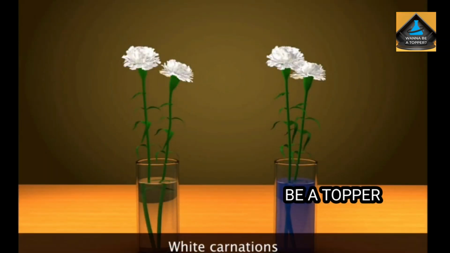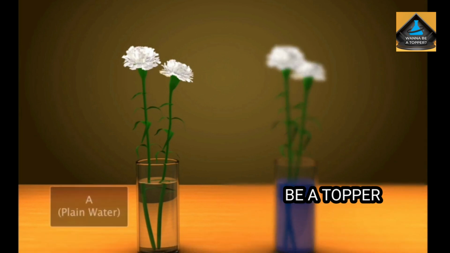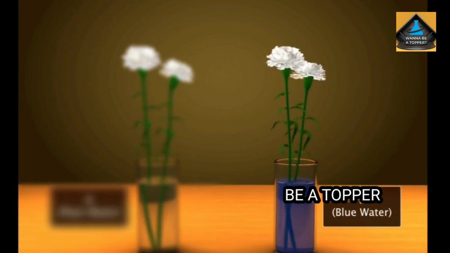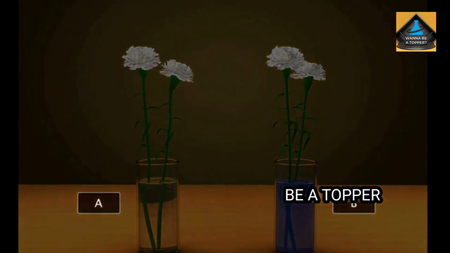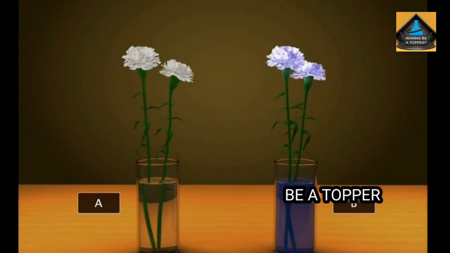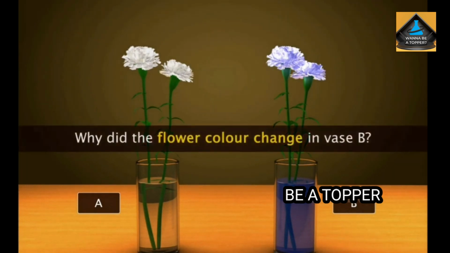These are freshly cut white carnations in 2 vases. Vase A contains plain water. Vase B contains blue water made with food color. After a few hours we can observe that the flowers in vase A remain white, but those in the blue water have turned slightly blue. Can you think of the reason for the change in the flowers in vase B?